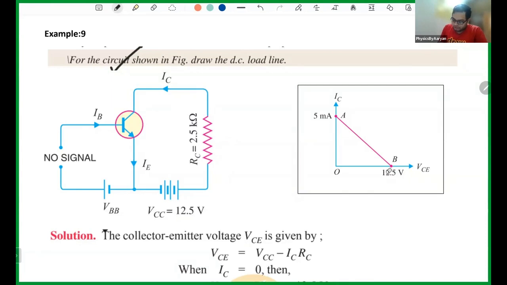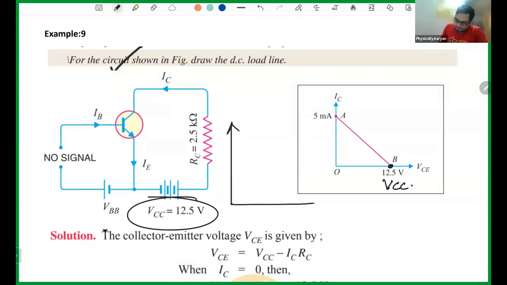So what is on this axis? You tell me. VCC. And what is VCC? Simply 12.5 volt. So I will take one graph. On this graph, on the x-axis, I will keep VCE, and on the y-axis, I will keep IC. This is my output voltage, which is this voltage, and this is my output current, which is the collector current. Simple.